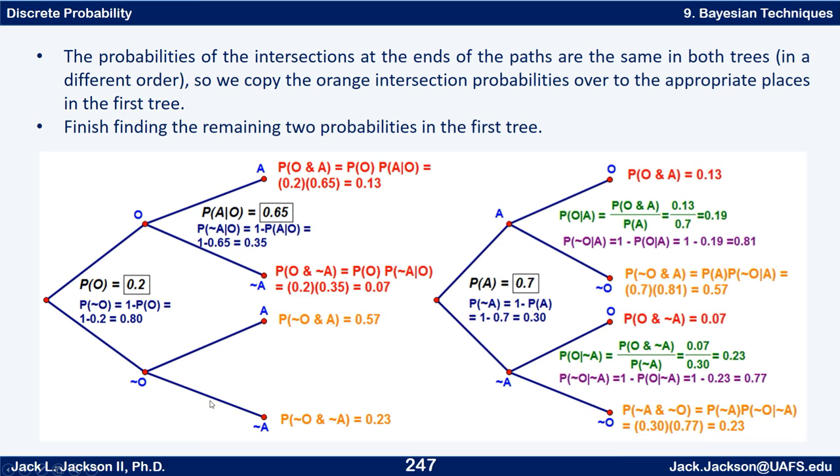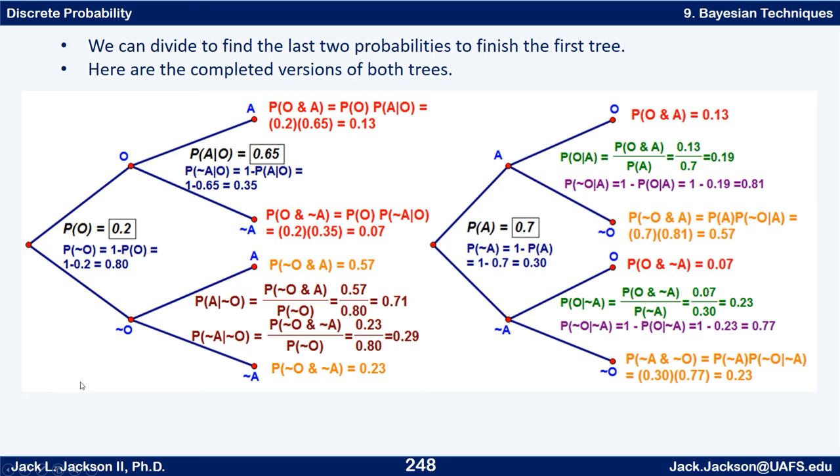It's these two edges. Go ahead and fill them out. And remember, we do that by what? Dividing. 0.57 divided by 0.8 goes here. 0.23 divided by 0.8 goes here. And of course, we should be able to check it because these two should add up to 1.